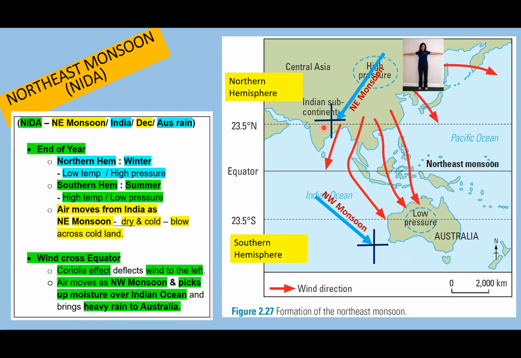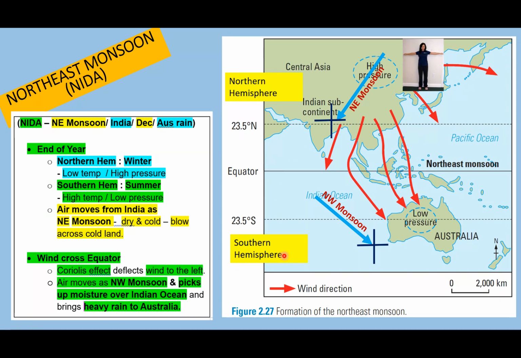Next, let's go to northeast monsoon, which is NIDA. N stands for northeast monsoon, I stands for India, D stands for December, A stands for Australia rain. At the end of the year, the northern hemisphere is experiencing winter. So during winter, temperature is low, pressure is high. And southern hemisphere is experiencing summer. Temperature is high, pressure is low. So we know that the wind is blowing from northern hemisphere to southern hemisphere.